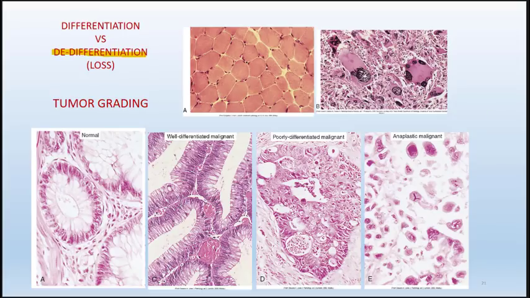In the top diagram here, you can see normal skeletal muscle. It's very organized, it's very well defined. But then in this diagram here, you can see what's called rhabdomyosarcoma. Rhabdomyosarcoma is a cancer of skeletal muscle. And you can see when you compare the two here, this looks nothing like the original tissue.